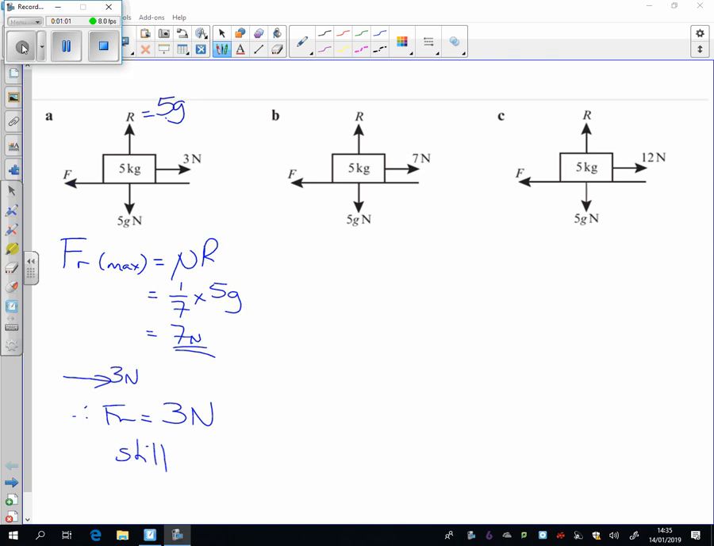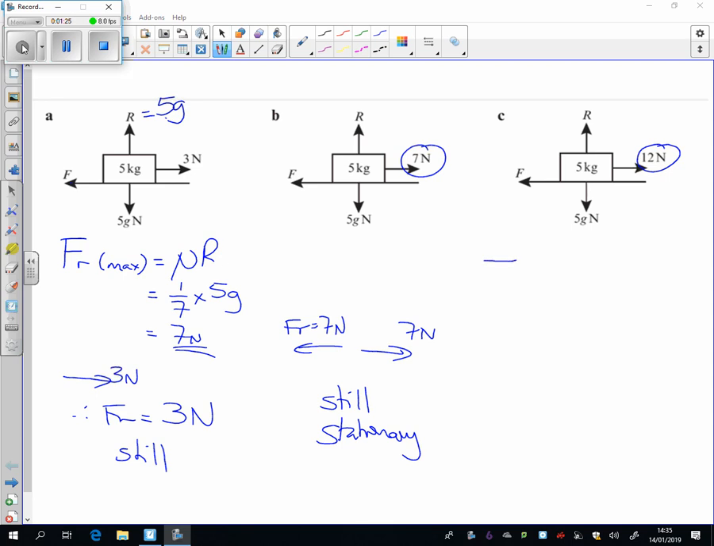This one here, the force has now increased all the way to 7 newtons. So you've got 7 newtons pulling it that way, and we've got a friction force that's actually now at its maximum of 7 newtons. So it's still, again, stationary. It's not going to move because those forces are still balanced.